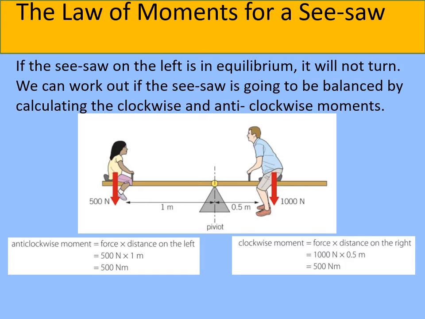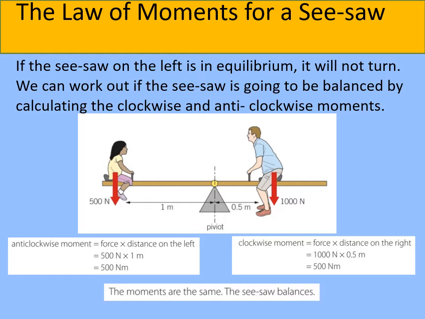So we can see very clearly that because the moments are the same and they're equal, therefore the seesaw is in equilibrium or it is balanced.